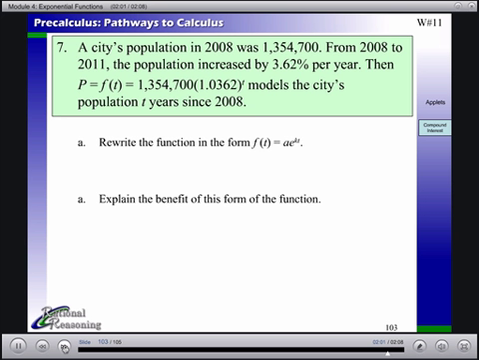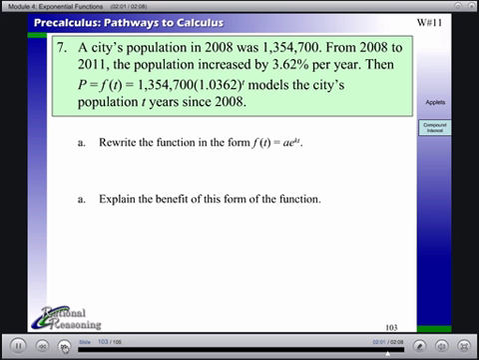Okay, so we're going to finish up Module 4 and start Module 5 today. Module 4, page 176. You're going to do that whole page, 176.